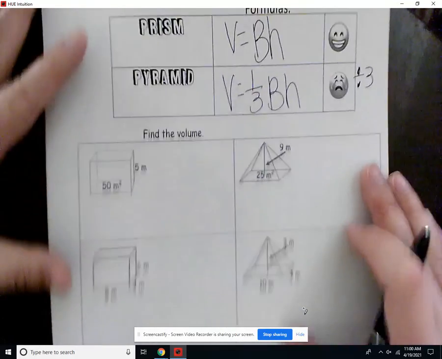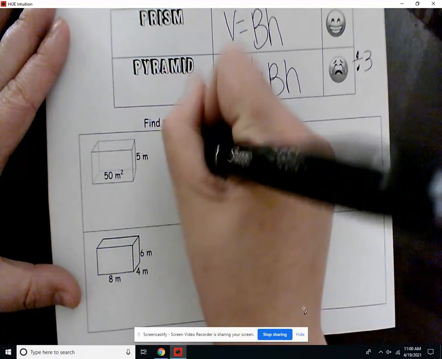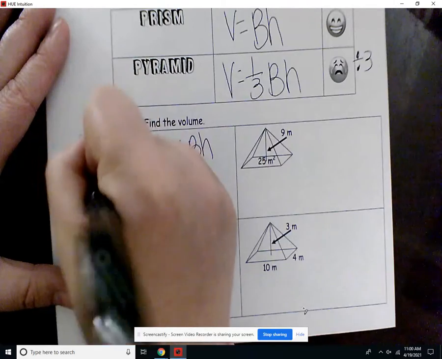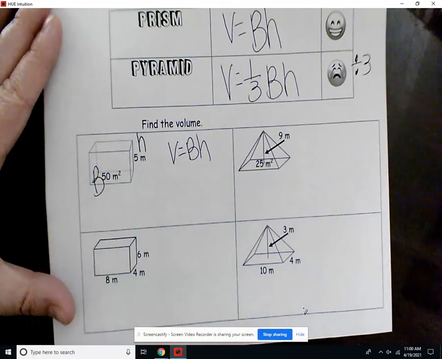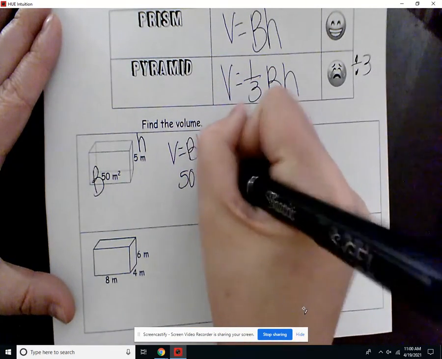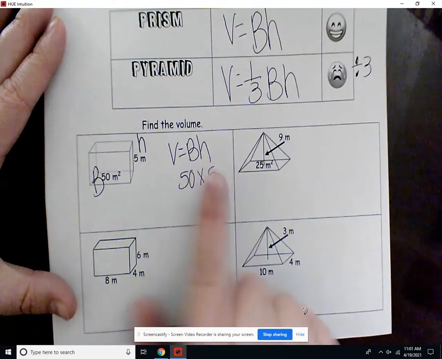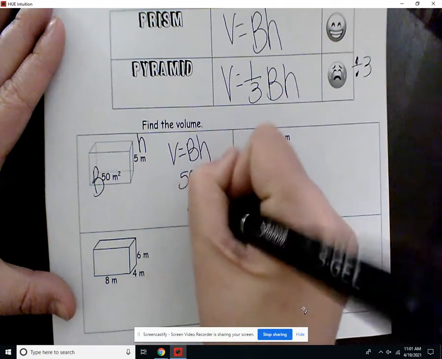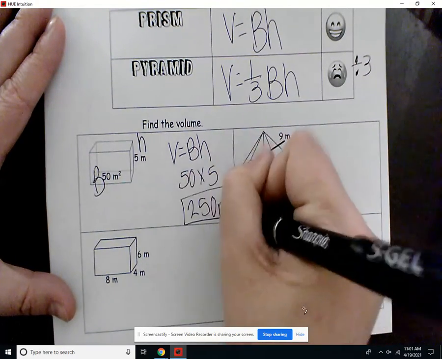Okay, so let's go over our volume of prisms first. So we have our V equals BH. So there's our base, our height. So since it has a squared, it means it's already done. So our height is 5, our area base is 50. And so we'll multiply 50 times 5, which is 250 meters cubed.